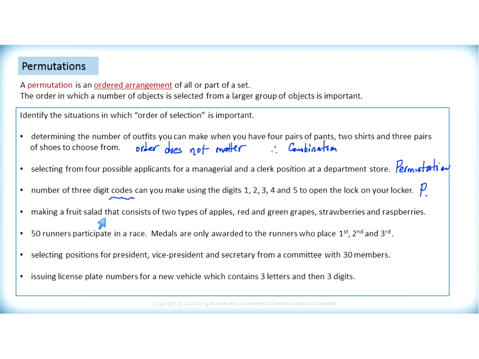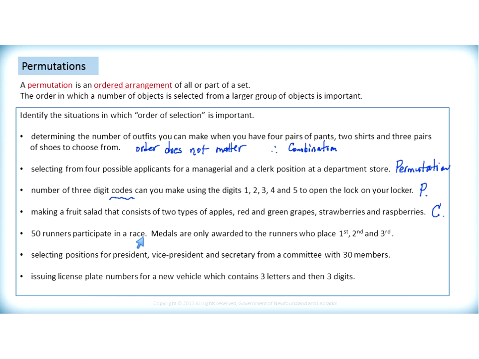Making a fruit salad that consists of 2 types of apples, red and green grapes, raspberries, and strawberries. In this case, you're making a fruit salad, and order does not matter because it doesn't matter if you put in the red and the green grapes first, and then the apples, and then the strawberries and raspberries. So order does not matter. The fruit salad would represent a combination.